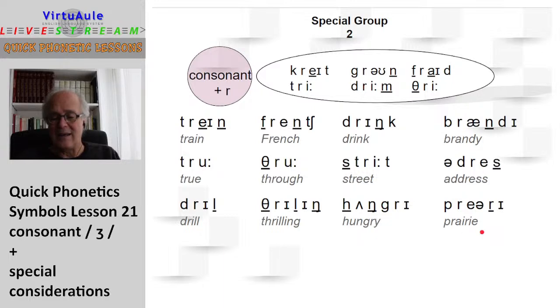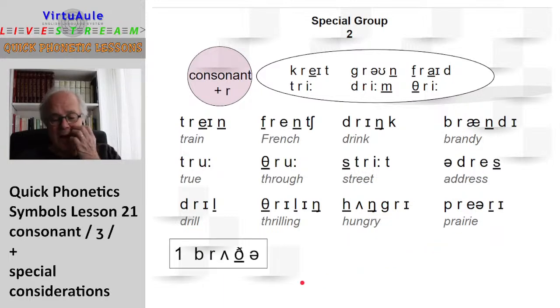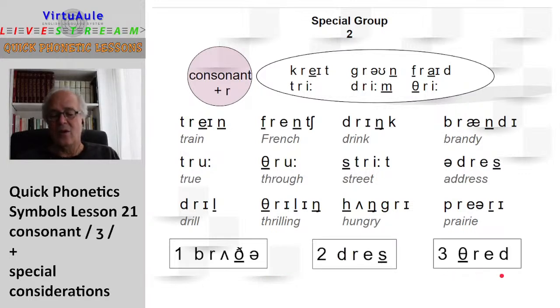Prairie. All right, now you read and I will give you the correct pronunciation. Go ahead and try. Brother. Go ahead and try. Dress. Go ahead and try. Thread. Thread. Very difficult, those two sounds together. One more.